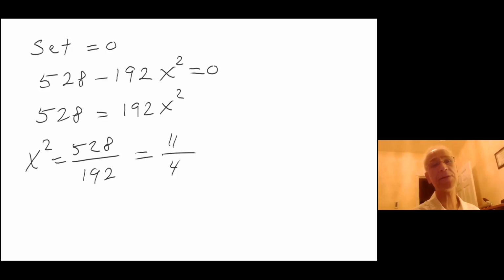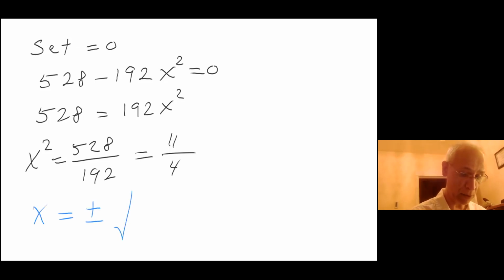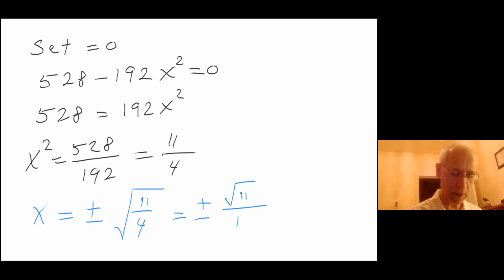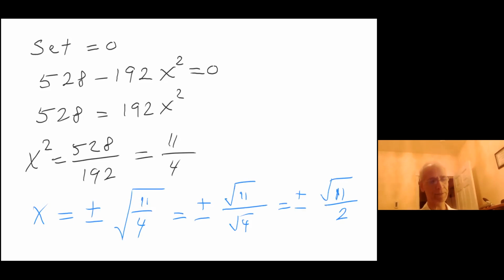So if x squared equals 11 over 4, then I can claim that x equals plus and minus the square root of 11 over 4, which is the same as saying plus and minus root 11 over root 4, which is plus and minus root 11 over 2. Root 11 over 2. So now let me go ahead and go to the next page.